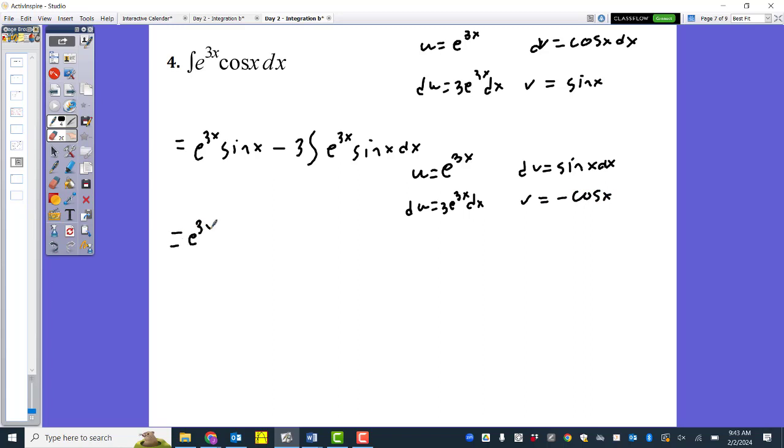So e to the 3x sine x minus 3, because that minus 3 is on the outside there, parentheses, u times v, so negative e to the 3x cosine x, minus negative, so that's going to be plus 3 integral e to the 3x cosine x dx. Okay, let's distribute this negative 3, and then we'll get to where we can substitute some things in.